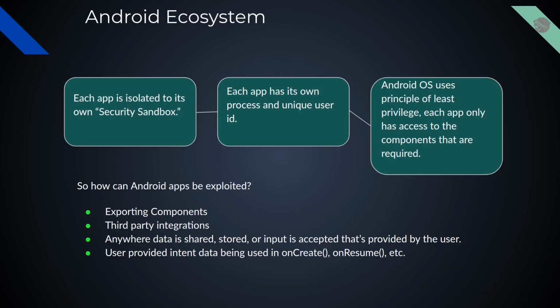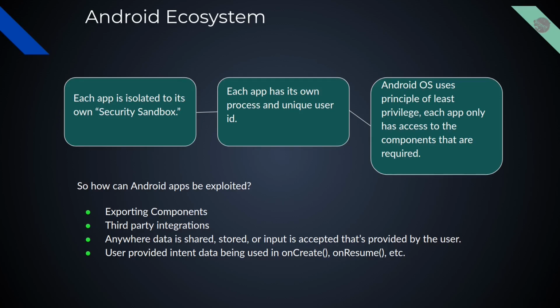Next, we're going to talk about the Android ecosystem. So, each app is isolated to its own security sandbox or VM. Each app also has its own process and unique user ID. And the Android OS uses the principle of least privilege, so applications only have access to the components that are required.